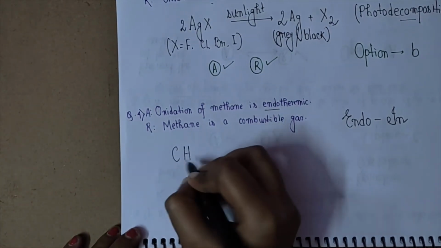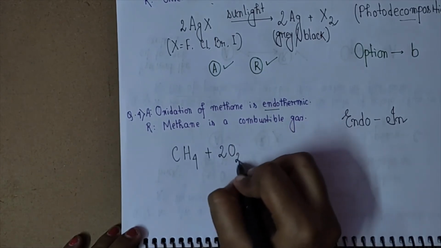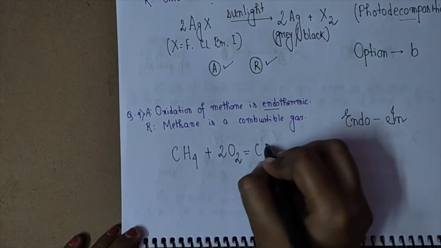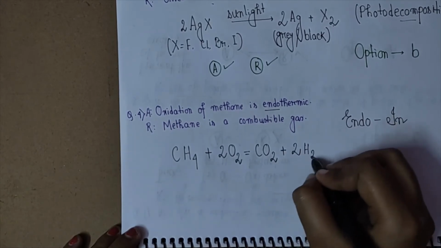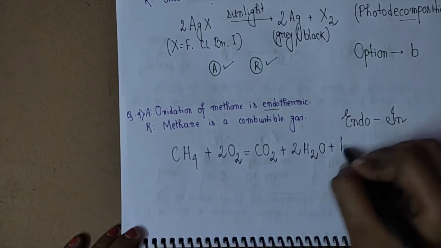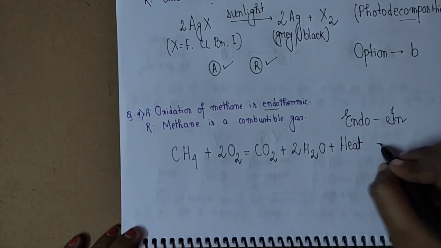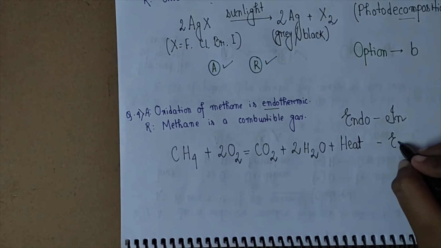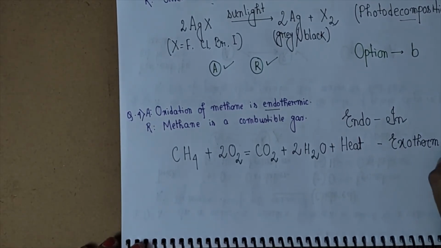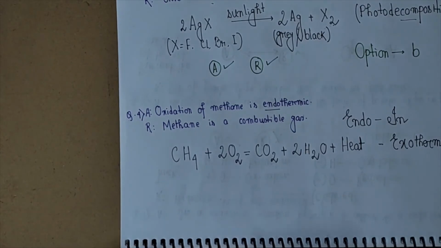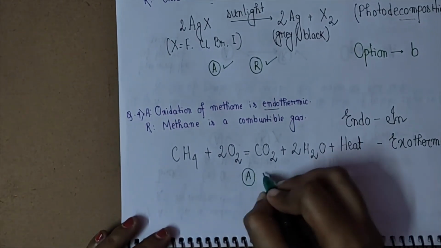If I write the equation, methane CH4, in the presence of oxygen, will produce carbon dioxide plus water along with a large amount of heat. It produces heat, so this reaction is not endothermic. This is an exothermic reaction. Understand, this reaction is exothermic in nature. So here the assertion is incorrect.